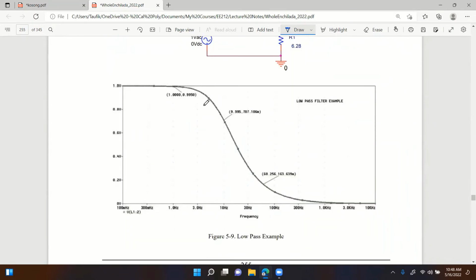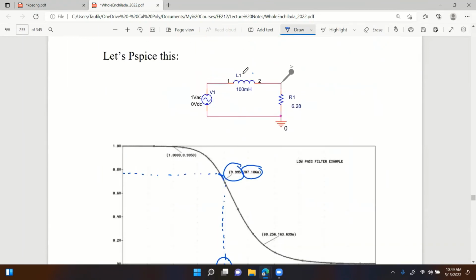I simulated this filter right here with PSpice, and you see the gain plot, as you can see here. It has a slope, and at a gain of 0.707, that's this gain right here. That's how you get the cutoff frequency. So you can see that's 10 hertz. As expected, the cutoff frequency should be 10 hertz. Again, that happens because I put 100 millihenries and 6.28 ohms on the filter circuit.